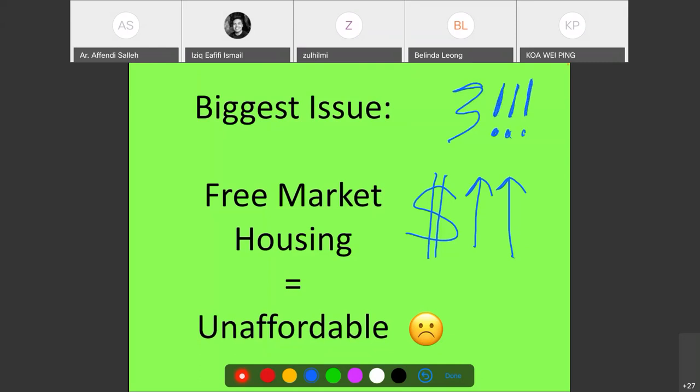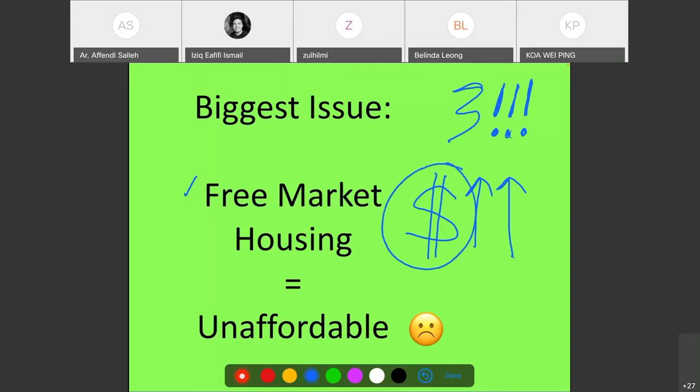3 times. Meaning, if I can give a simplistic example, the majority of rakyat Malaysia can afford a 300,000 ringgit property, according to our household income. But the average price of free market housing is 900,000 ringgit. Lebih kurang, eh? So it's 3 times more. So this drives the need to have affordable housing, a controlled price.